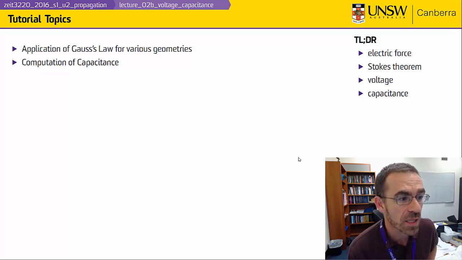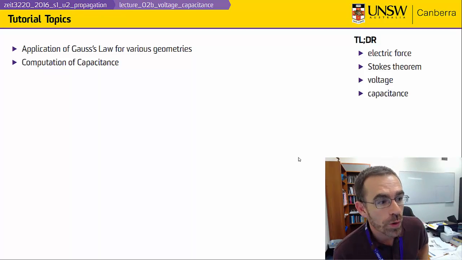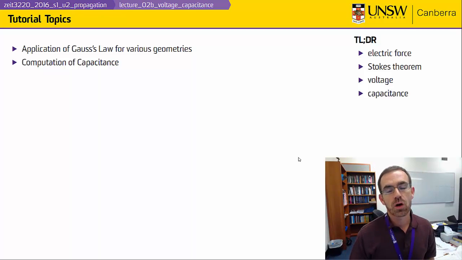So that brings us to an end of this lecture. In the tutorial on Tuesday, we're going to talk about applying Gauss's law to help us compute the electrostatic distribution for geometries, and then using those fields, we're going to compute the capacitance.